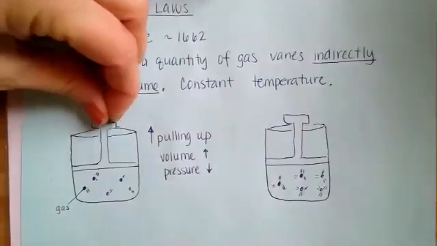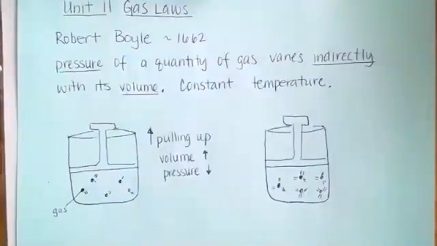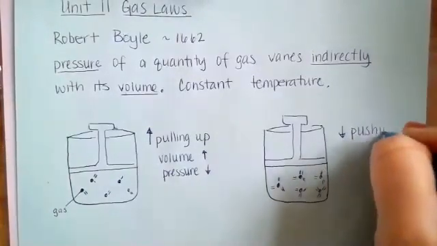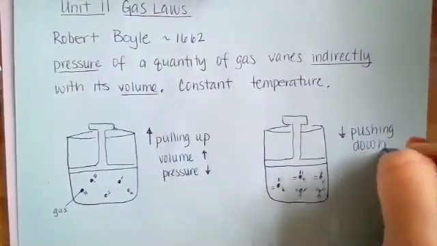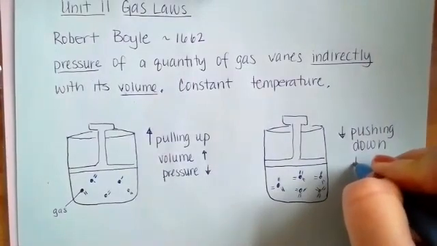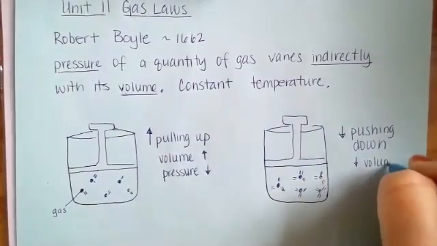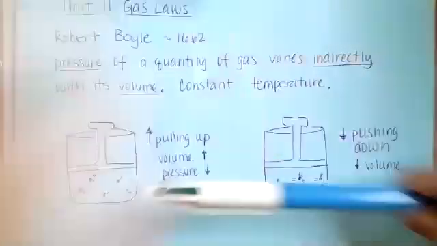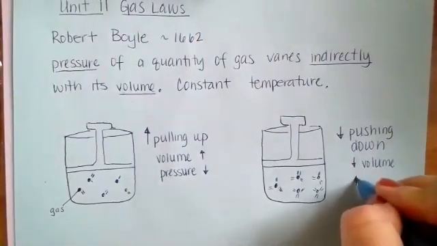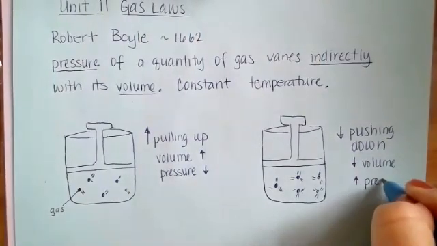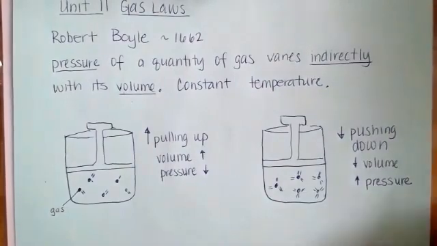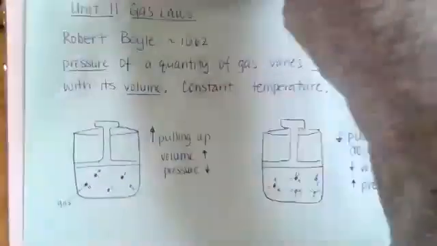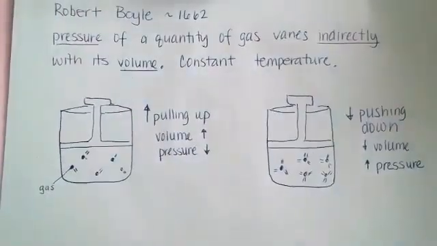But here I've described that I'm pulling it up. Here I'm pushing it down. So let's draw that. I'm going to arrow it down. I'm going to say I'm pushing down. So I've decreased my volume, right? I'm taking that plunger, imagine that plunger, and I'm pushing it down. That's increasing the pressure. So here's a relationship that's indirect. That's our only focus for today, our indirect relationship.